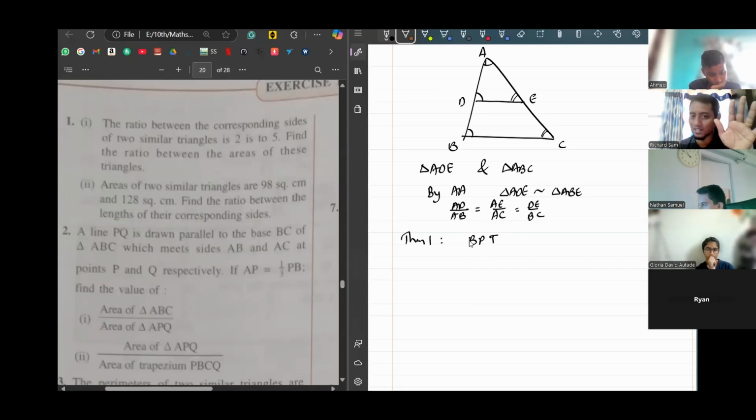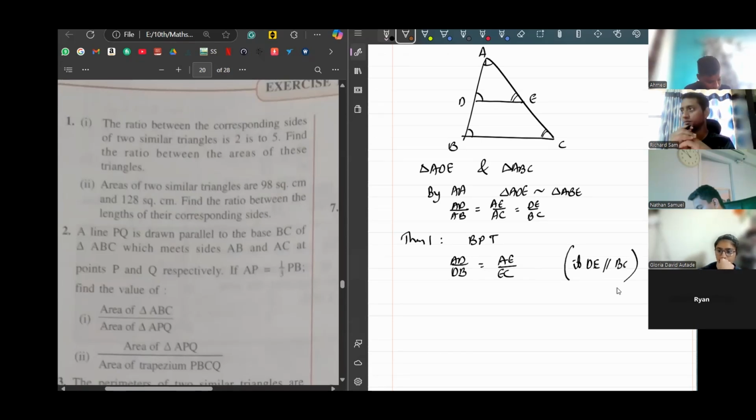What basic proportionality theorem states is AD upon DB. Look at DB, it's not part of a triangle, it's one section of that big triangle. But this theorem states that AD upon DB will be equal to AE upon EC. Did you see that? That's it. Just these two ratios. This ratio will be true if DE is parallel to BC. So if DE is parallel to BC, this is basic proportionality theorem.